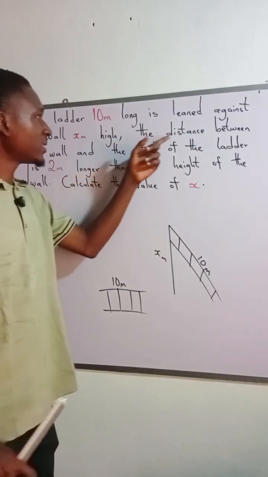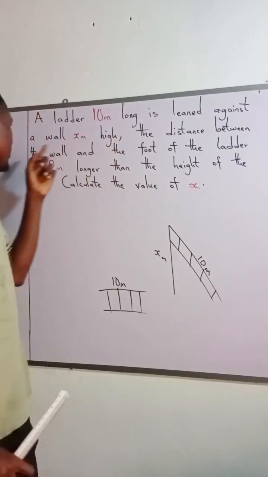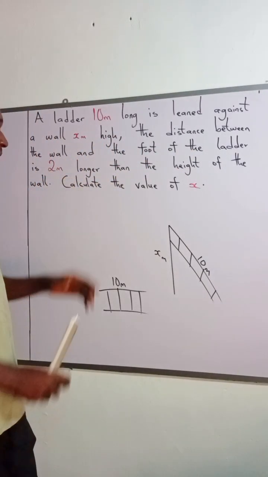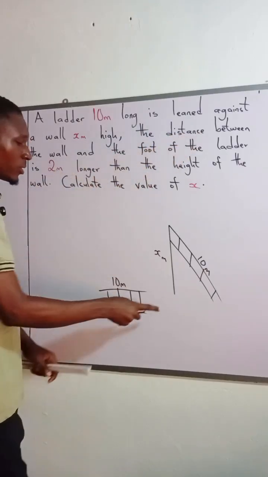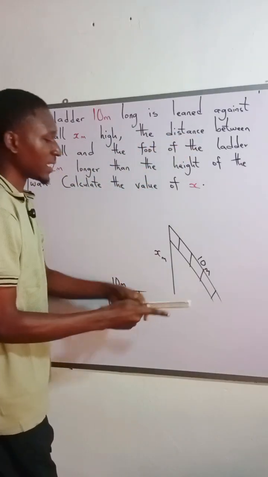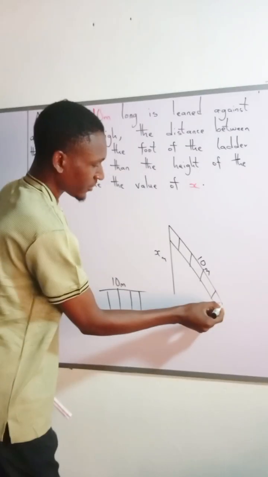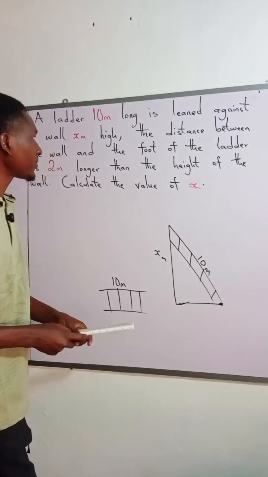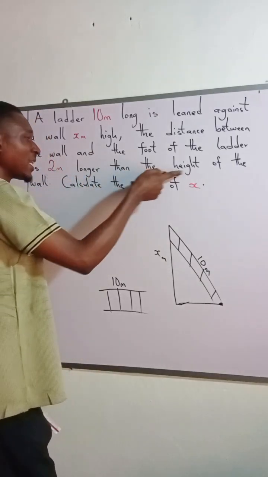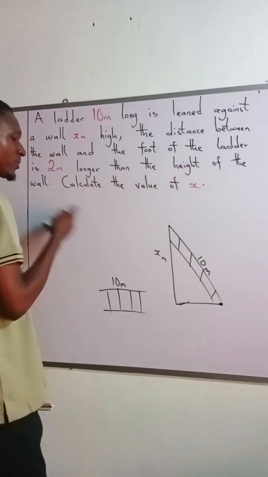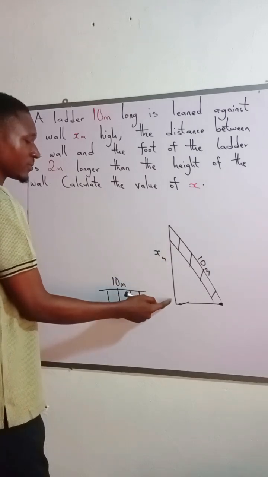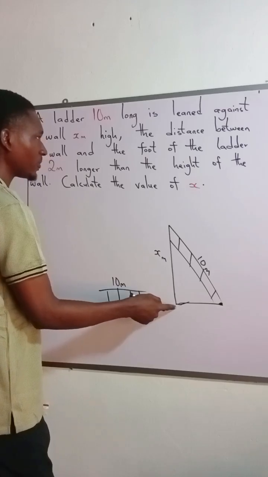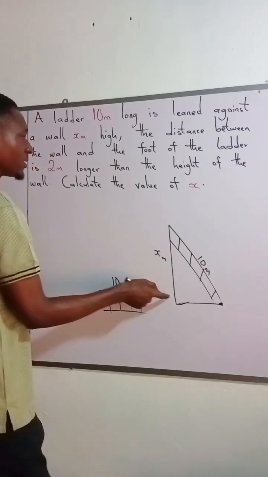Next thing says, the distance between the wall and the foot of the ladder is 2 meters longer. Here is the foot of the ladder. The distance between the wall and the foot of the ladder is 2 meters longer than the height of the wall. What is the height of the wall? The height of the wall is x meters.